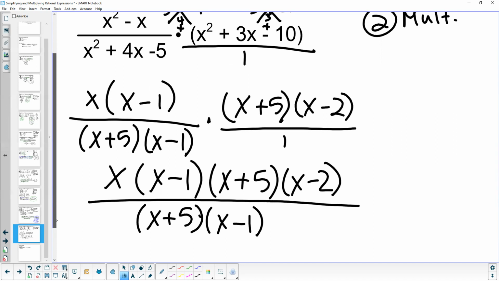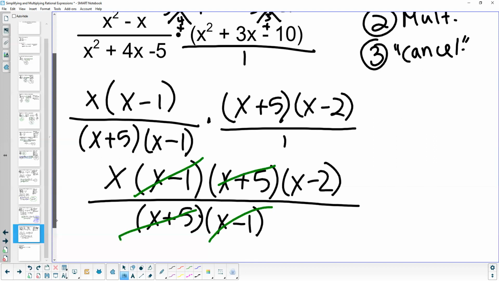We want to do that third step where we cancel out or simplify down into 1 all of those things that are in common. So what's on top that's also on bottom? Well, we've got our x minus 1s. We've also got our x plus 5s. So what do we end up with here? Well, we end up just with an x times an x minus 2.